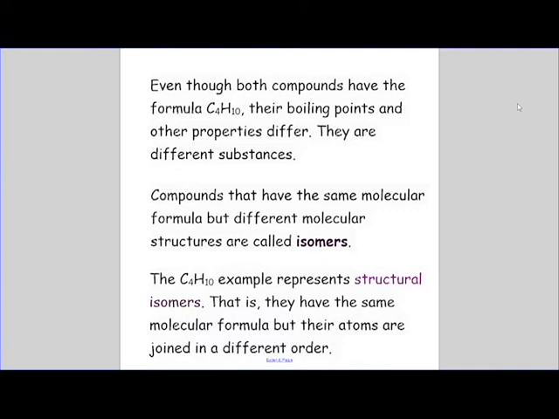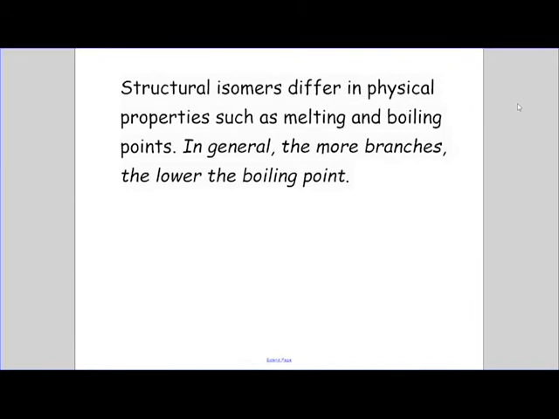So these ones are examples of structural isomers, and we're going to take a look at a couple different types, but these ones are structural isomers. So they have the same molecular formula, but their atoms join in different order. And like I mentioned, they have different properties, things like melting points, boiling points. So in general, the more branches, then the lower the boiling point it would have. And remember, we start to talk about boiling point, meaning the lower it would have before it turns into a gas.